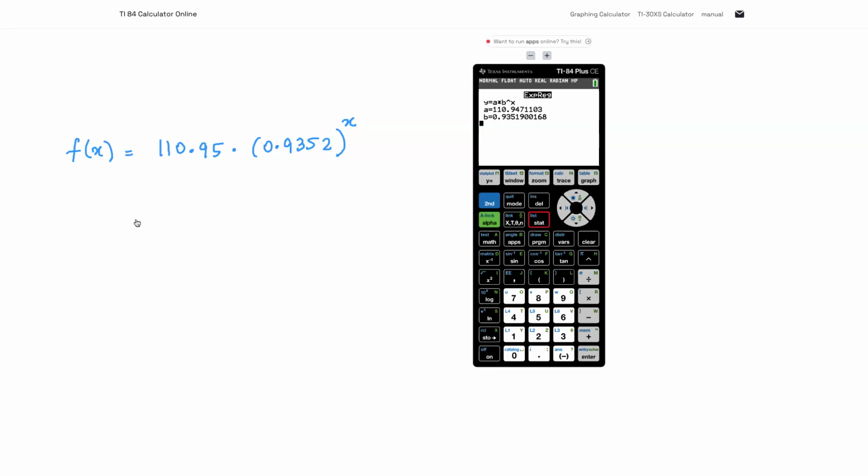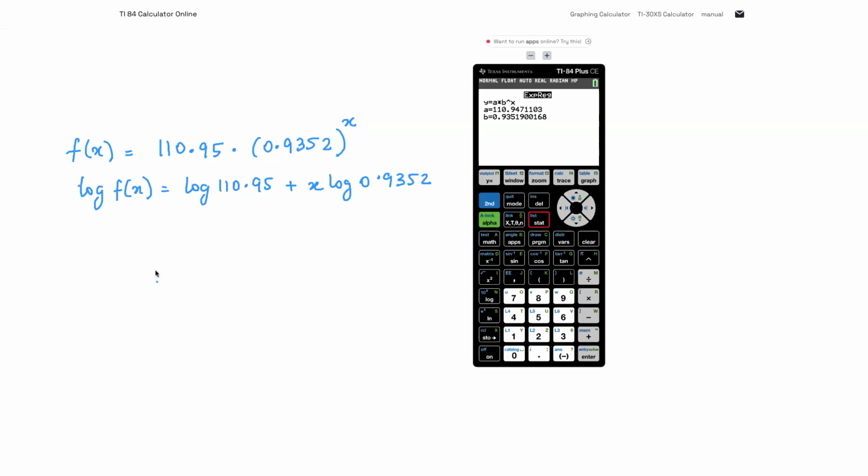Can we go ahead and take log of these? Meaning, I want to take log and rewrite this equation, in the sense log of f of x will be equal to log of 110.95 plus, what do I do, x times log of 0.9352. So what do you get, guys, here?